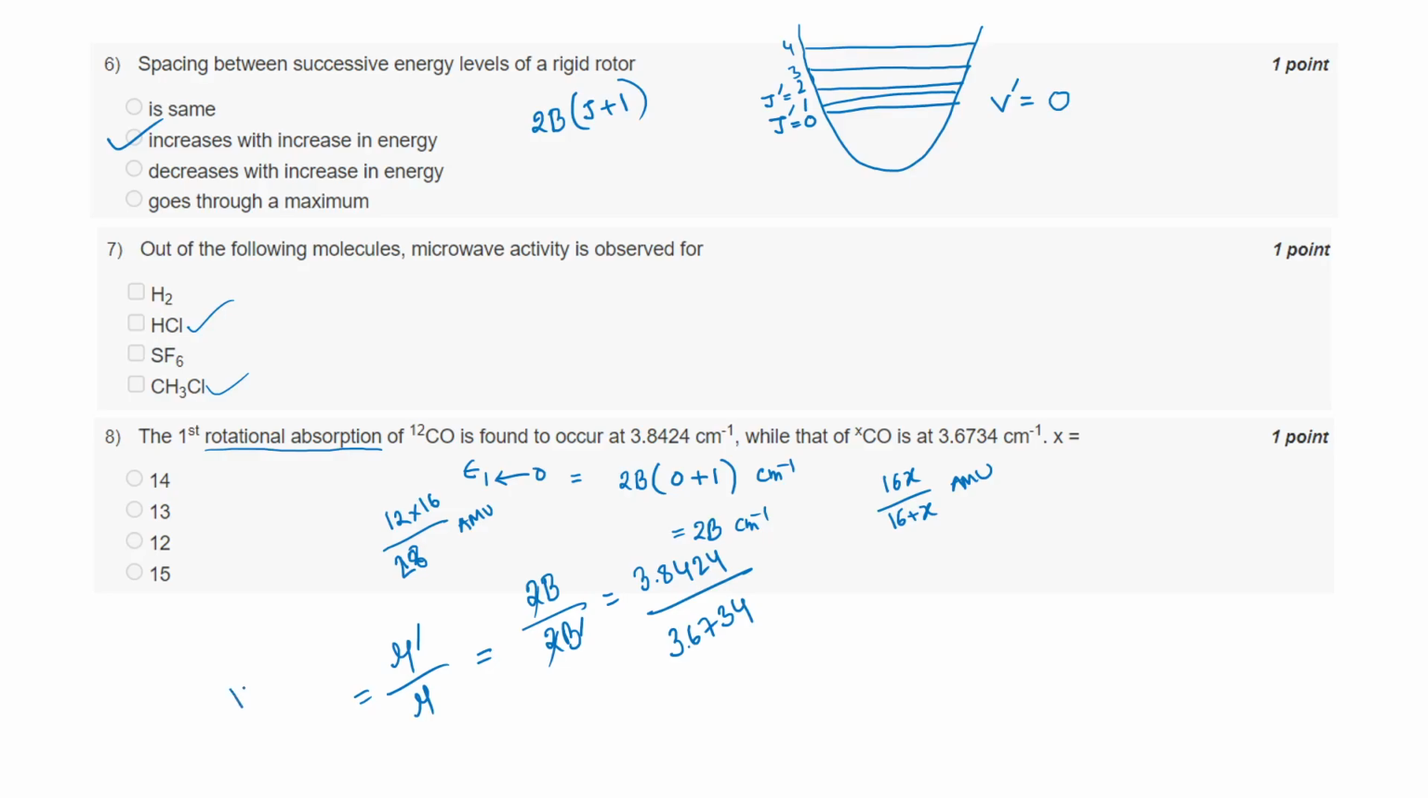Then it is 16x divided by 16 plus x, divided by 16 into 12 divided by 28. 16 gone. And 12 becomes 13. So x is going to be 13. So 13C. Obviously, there are 12C and 13C. So definitely it is not going to be 12. Yes. So let's go ahead.